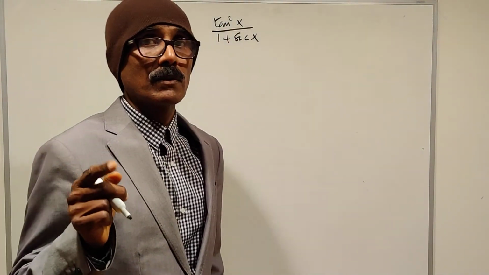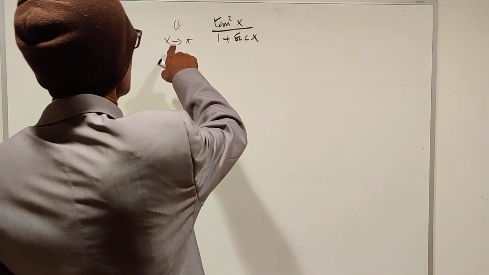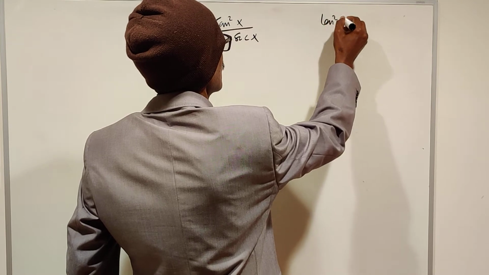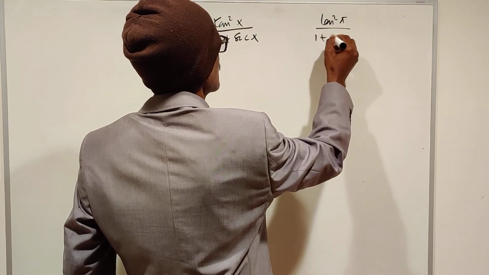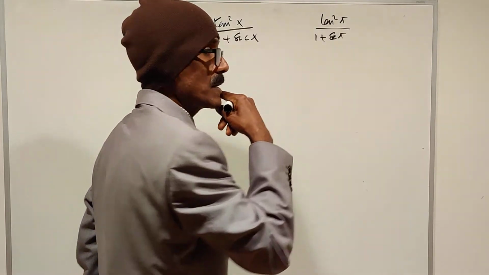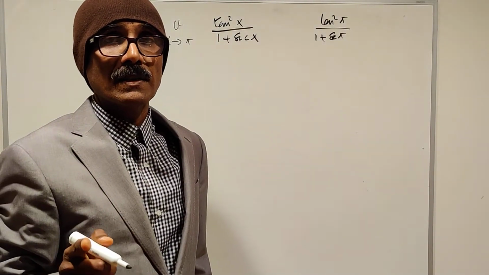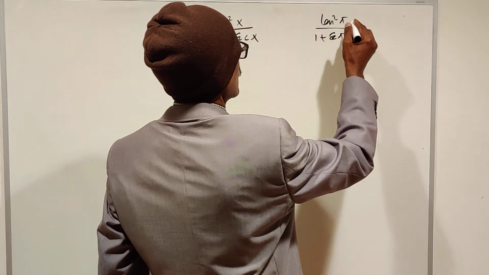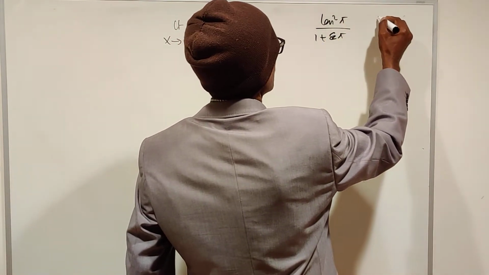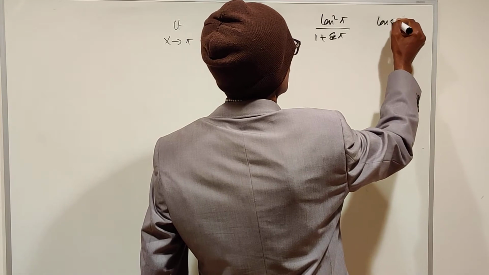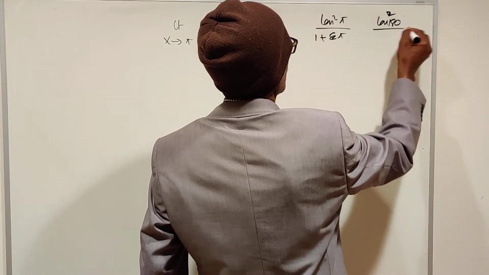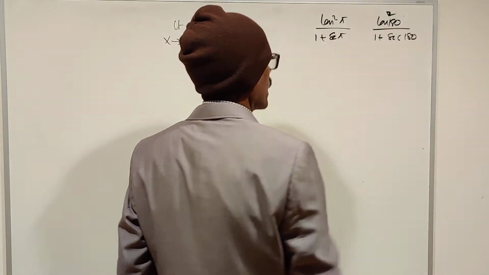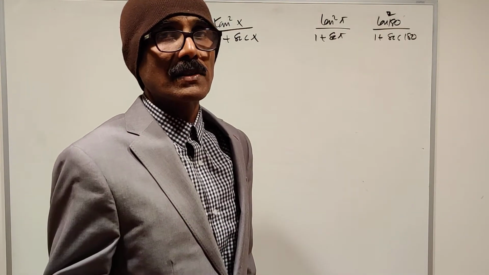First we need to substitute the value of pi here: tan square pi by 1 plus sec pi. What is tan pi? Tan 180. Tan square 180 by 1 plus sec 180. Pi radian equals 180 degrees.